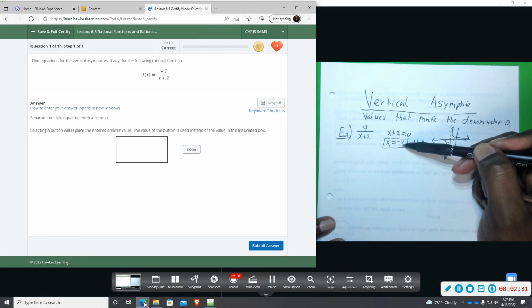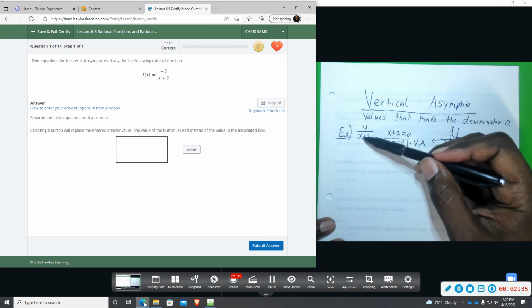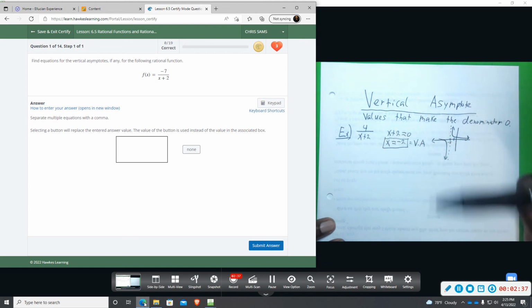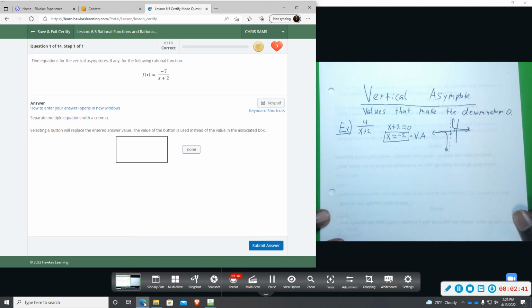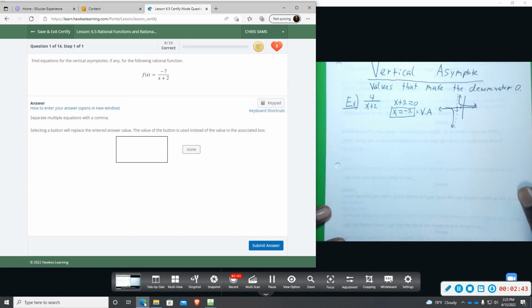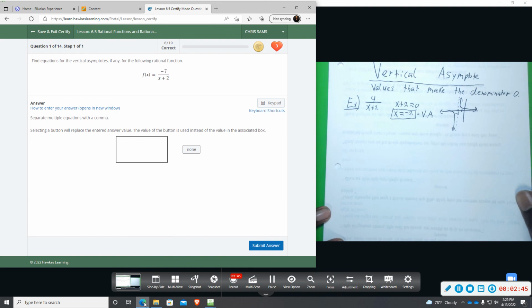Now there are some instances where that term may divide out and become a hole, but we will discuss those when they appear. Okay, so vertical asymptote. The next one is horizontal asymptote.